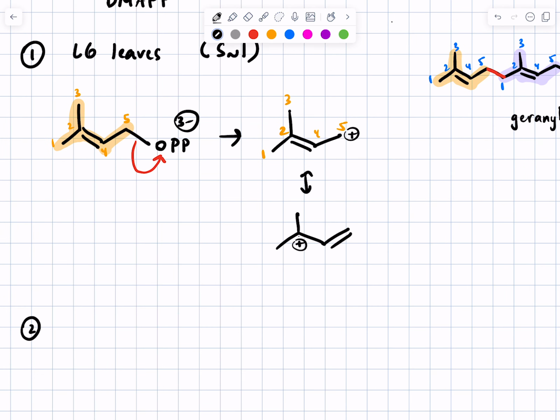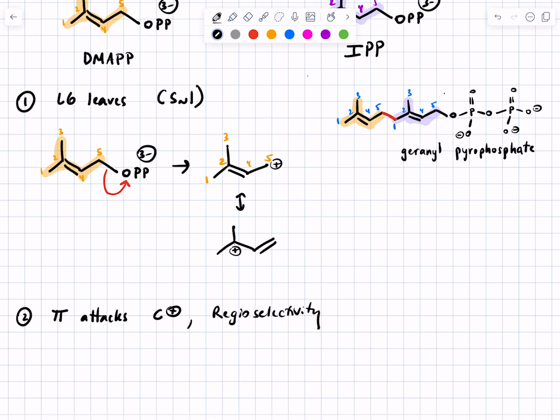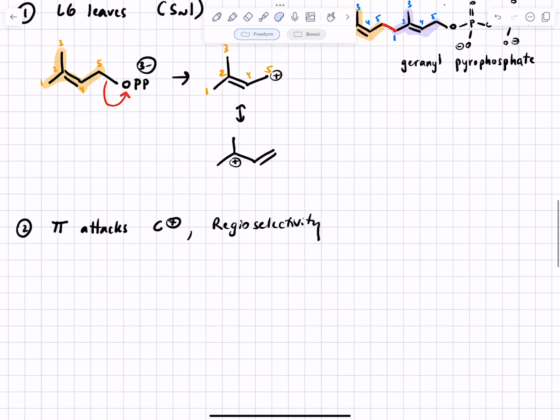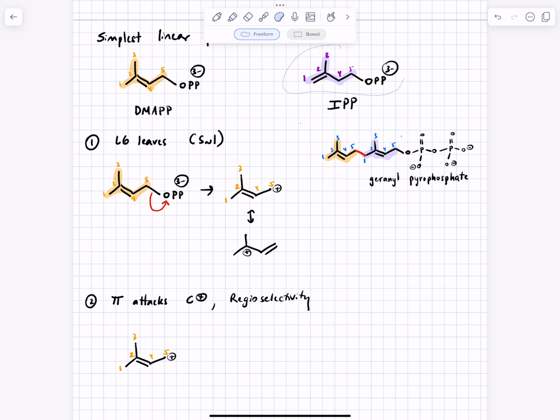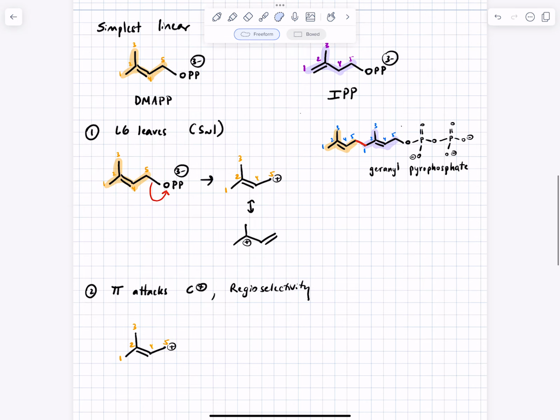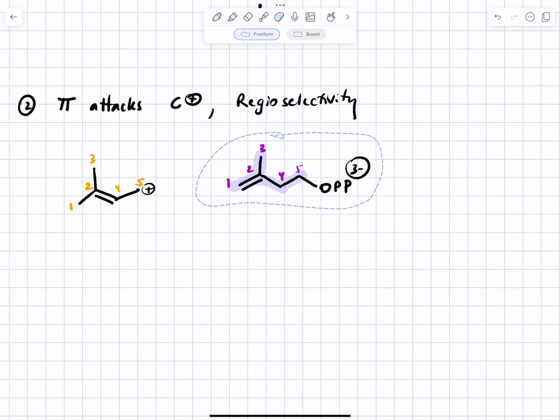Now let's go to step 2. Step 2 is the pi bond attacks the carbocation, and there's an important element of regioselectivity that we need to deal with. So once you make that carbocation, I'm going to just use this resonance structure, then the pi bond from isopentenyl pyrophosphate acts as a nucleophile.